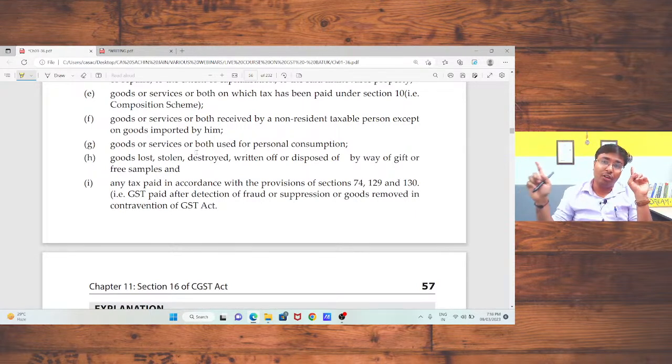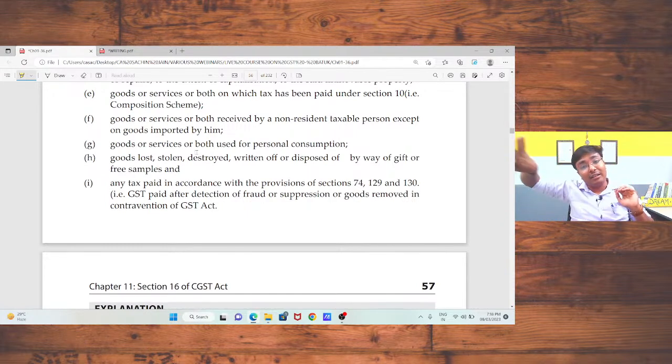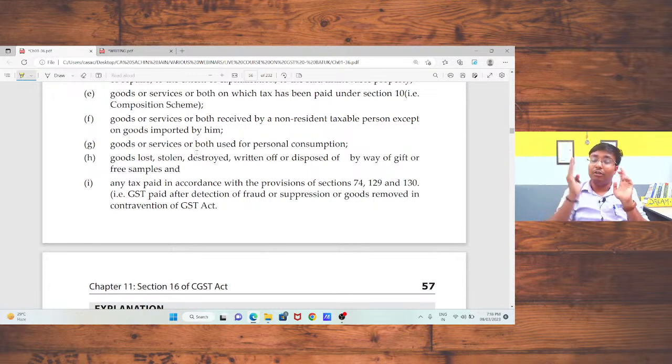Motor vehicles, input not allowed. Vessels, aircraft, input not allowed, but if used for further supply or for training purposes or for transportation of passengers, input is allowed. Food, beverage, healthcare, beauty treatment, input is not allowed, but if obligatory under any law, in that case, input is allowed. Works contract, input is not allowed, but in case of plant and machinery, input is allowed. Works contract in the nature of revenue, input is allowed, but in the nature of capital, input is not allowed.